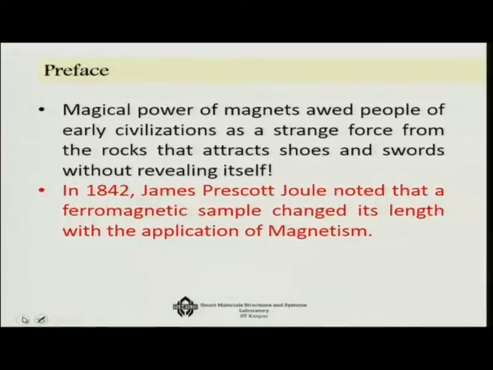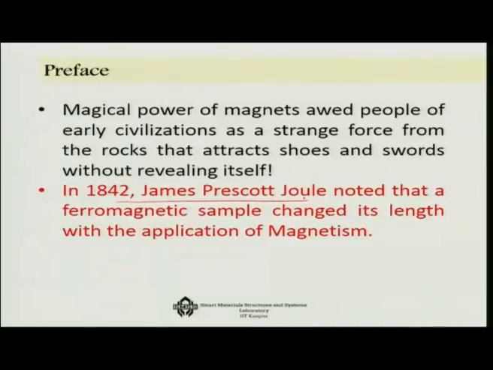But James Prescott Joule in 1842 noted another interesting thing about magnets, and that is, if you take a ferromagnetic material and apply a magnetic field on it, it actually changes its size or length. That change in length is very small in iron, but nevertheless it changes its length, and this was discovered in 1842 by James Prescott Joule. I would say that is the beginning point of magnetostriction.